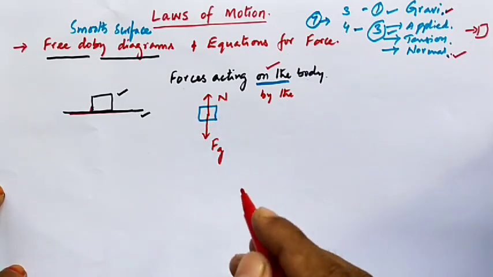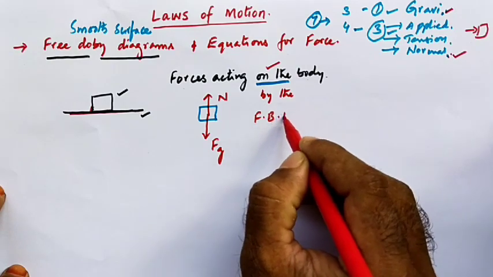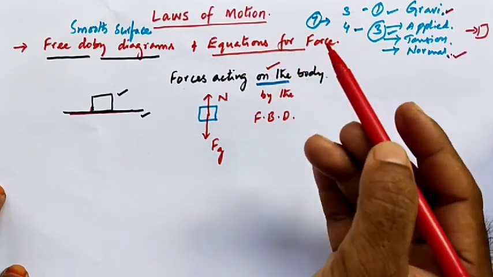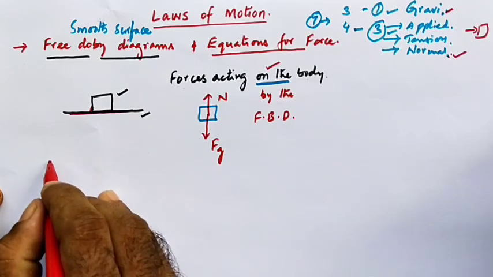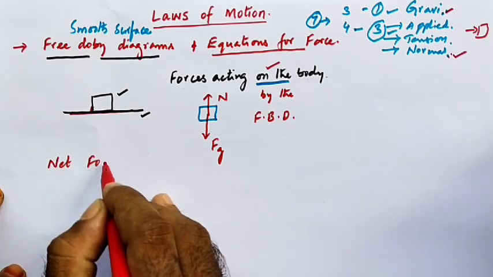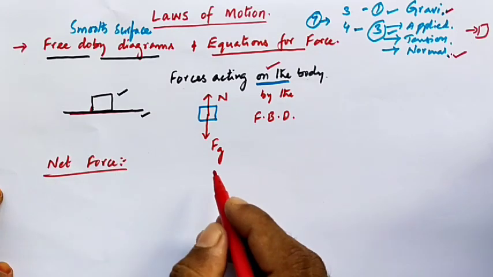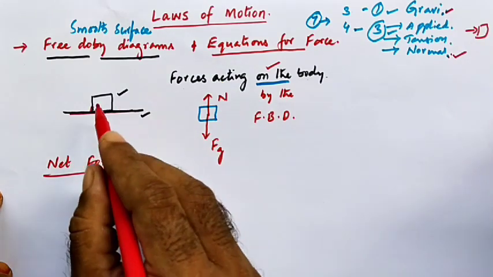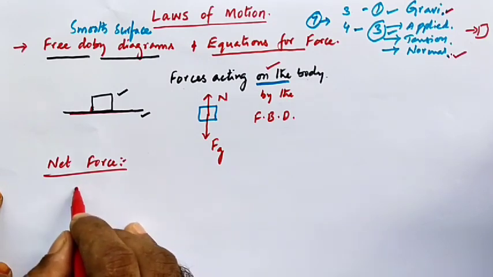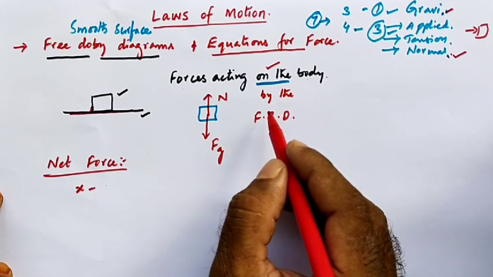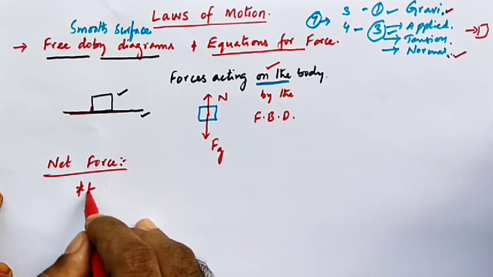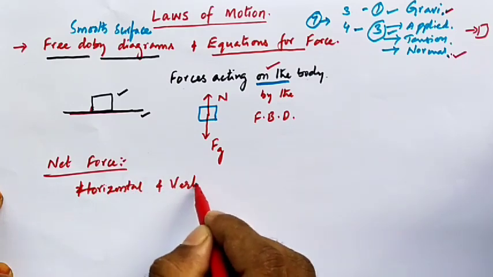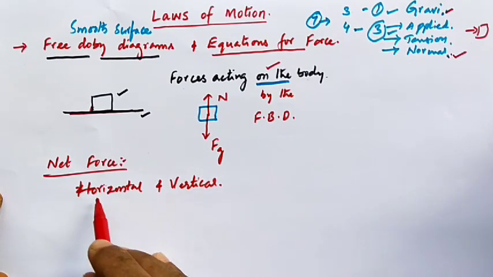This diagram we simply call a free body diagram. Clear? Now let us see the next part. What are the equations for force? Now we write an equation for calculating the net force. So here two possibilities are there. Sometimes forces may act vertically, sometimes forces may act horizontally. So let us take the x direction, horizontal, no problem. Horizontal and vertical. Understood? So these two cases are possible, along horizontal and vertical.